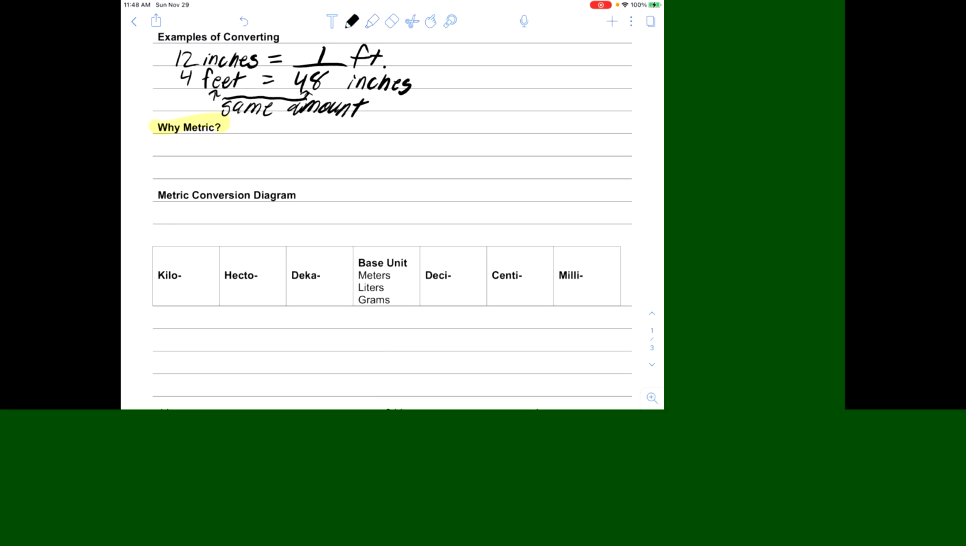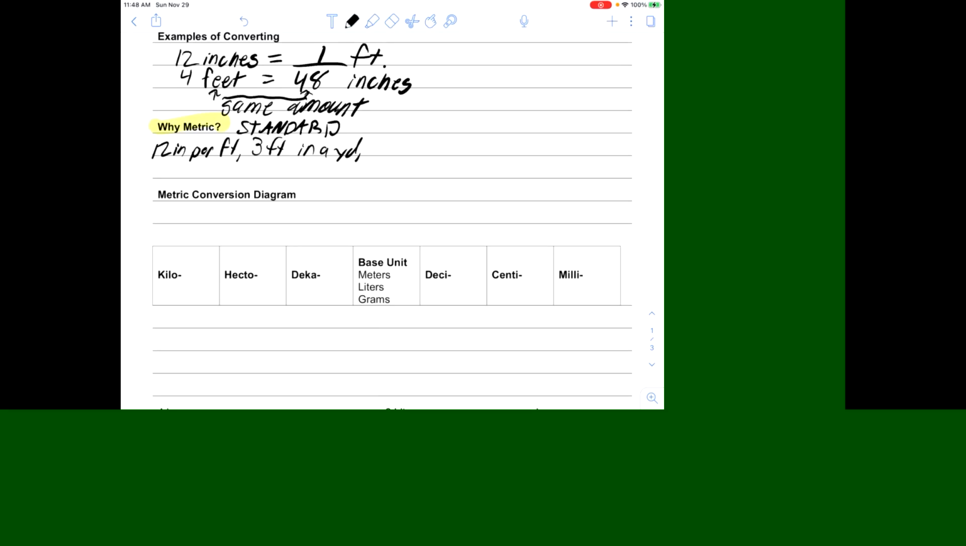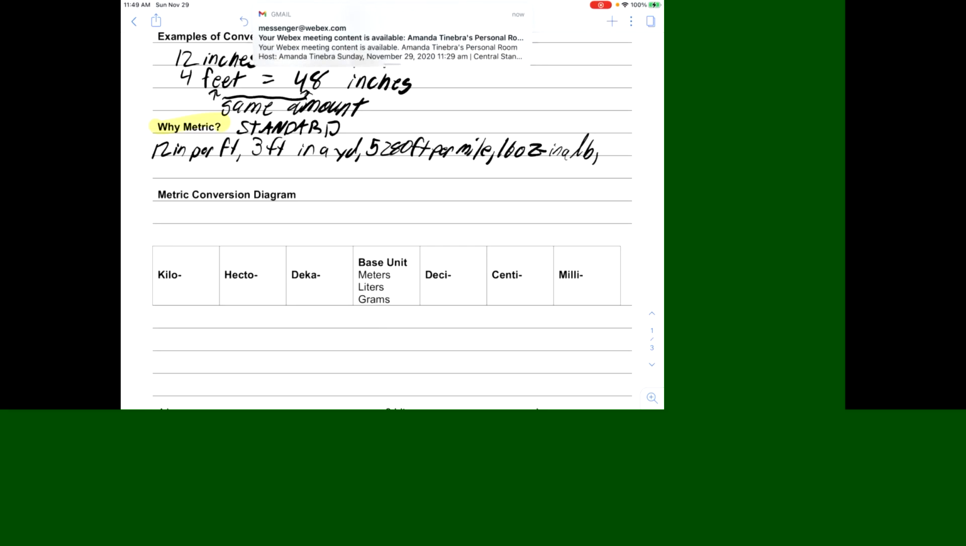And the reason for that is very simple. In the standard system, or English, or customary, we have things like there are 12 inches in a foot. There are 3 feet in a yard. There are 5,280 feet in a mile. There's 1,760 yards in a mile. Then we get to things like there's 16 ounces in a pound. There's 2,000 pounds in a ton. There's 4 ounces in a cup. There's 4 quarts in a gallon. All of these numbers have nothing to do with each other. It's just like random numbers that don't mean anything.